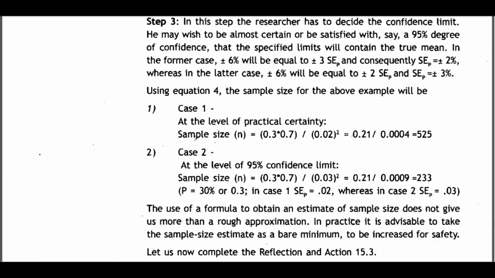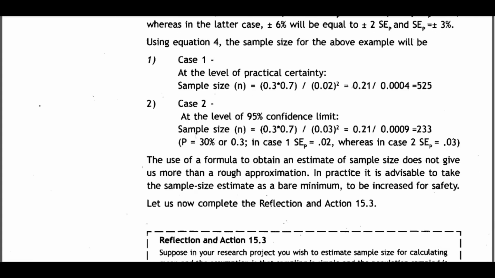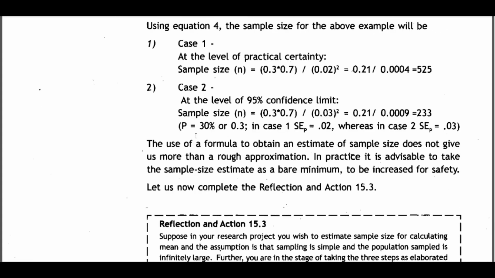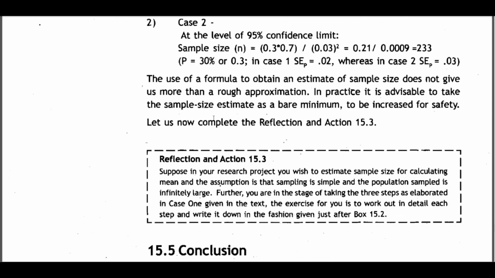Using the equation, the sample size for the above example will be, in case 1, at the level of practical certainty, 525. At the level of 95% confidence limit, the sample size is calculated to be 233. So the use of the formula to obtain an estimate of sample size does not give us more than a rough approximation. In practice, it is advisable to take the sample size estimate as a bare minimum, to be increased for safety. Let us now complete the reflections and actions 15.3.